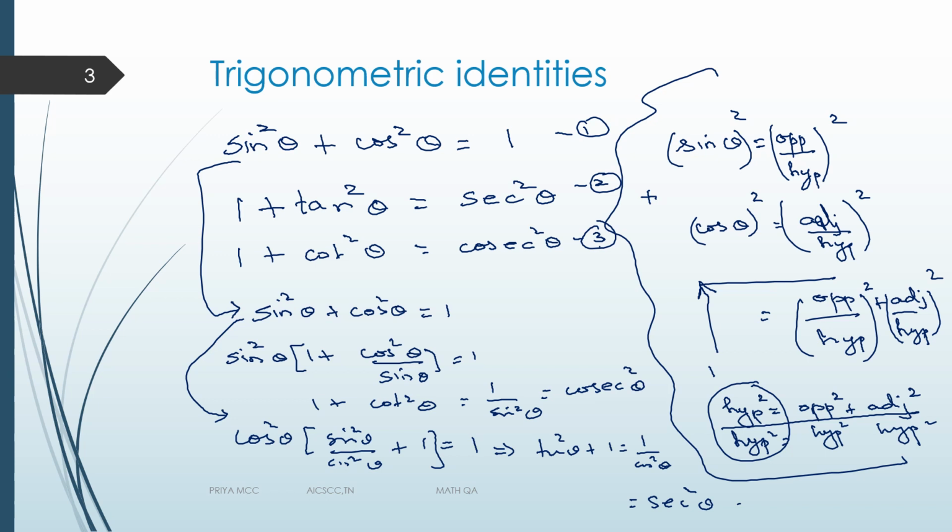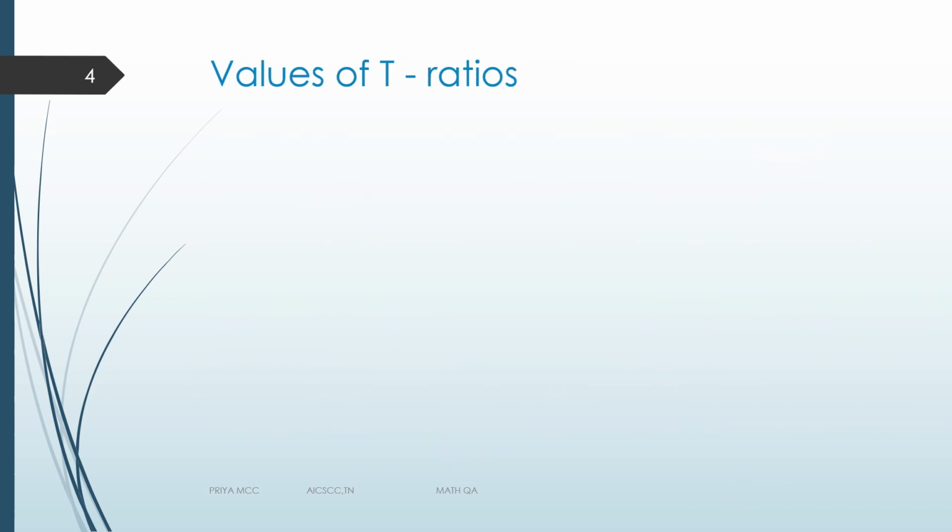You need not worry about the second and the third one. Now what about trigonometric ratios? You would have seen a huge ratio like this. For sine 0, what is the value of sine 0, sine 30, sine 45, sine 60, sine 90? Similarly for cosine and so on.